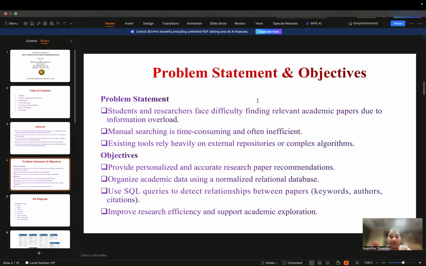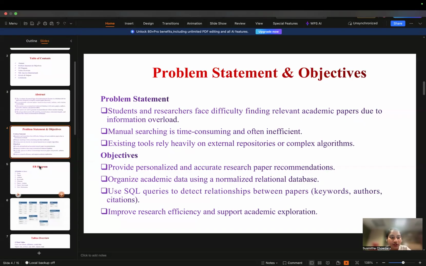To address this, I have created a structured database that organizes research papers and metadata, identifies relationships between papers, generates recommendations using SQL logic, and helps users quickly discover relevant academic content. The overall objective is to provide a simple, efficient, and database driven recommendation system for the students.